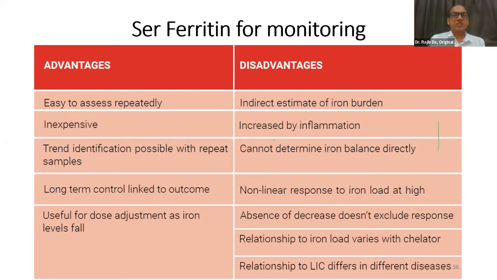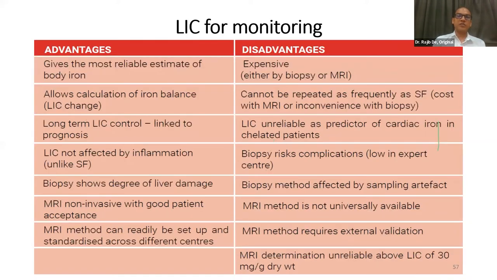There are fallacies in ferritin. We know that the advantages are a lot, because it is available, it is inexpensive, and it can be easily done. But the disadvantage is that it is an acute phase reactant. And in NTDT, the ferritin doesn't represent the total iron overload. LIC is ideal. It is best done by MRI, but again, it is expensive and it is not available in all the centers. Although a 1.5 Tesla MRI machine is sufficient for that, we need to have standardized software, and need to do it regularly.